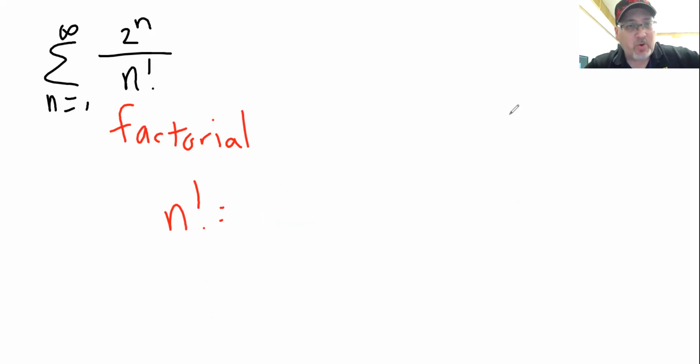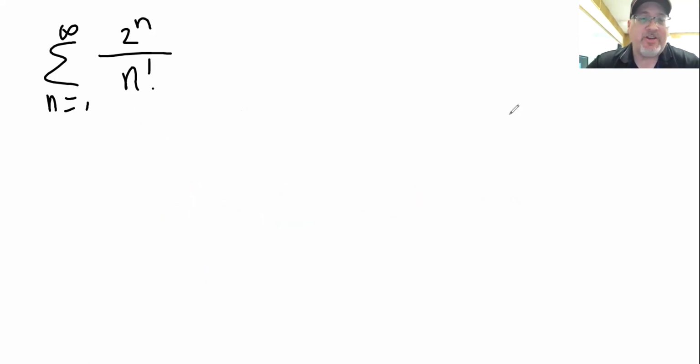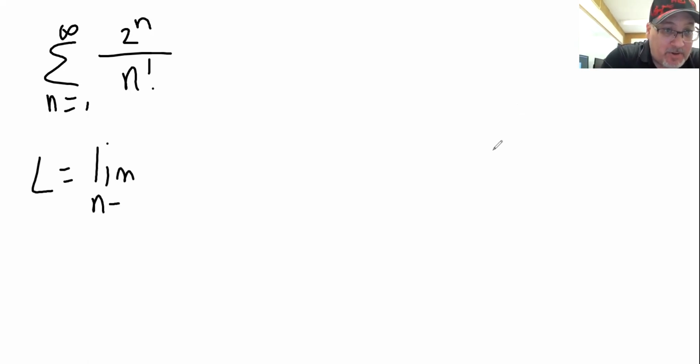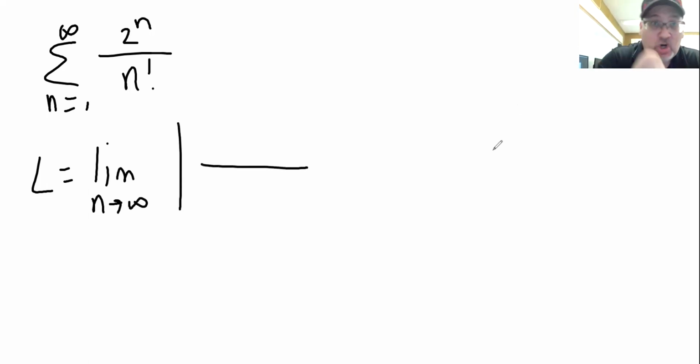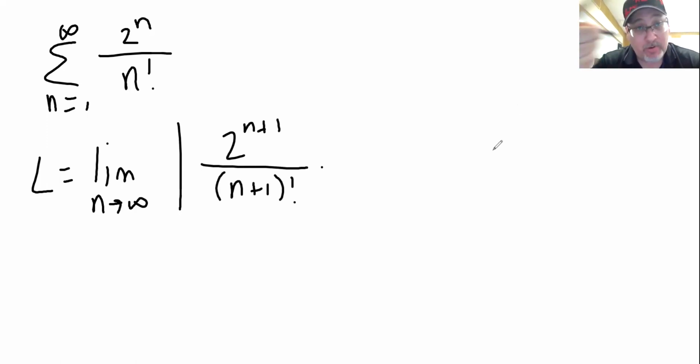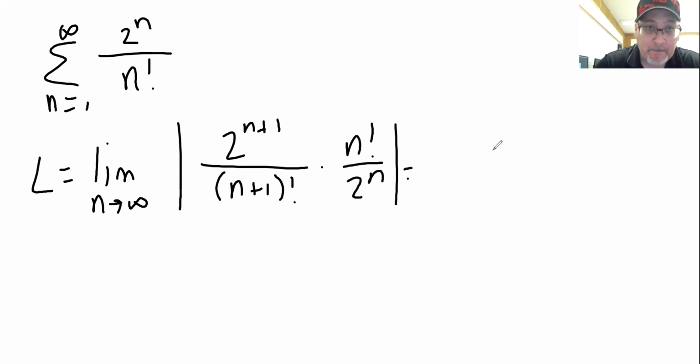All right, so let's do this using the ratio test. Now, one thing you should note is that this term is already positive, so taking its absolute value changes nothing. But just to be consistent, limit as n approaches infinity of the absolute value of the next term, which would be 2 to the n plus 1 over n plus 1 factorial, times the reciprocal of the current term, so n factorial over 2 to the n. Everything in there is positive, so we can lose all that.